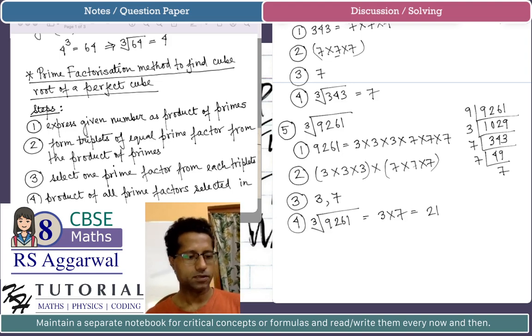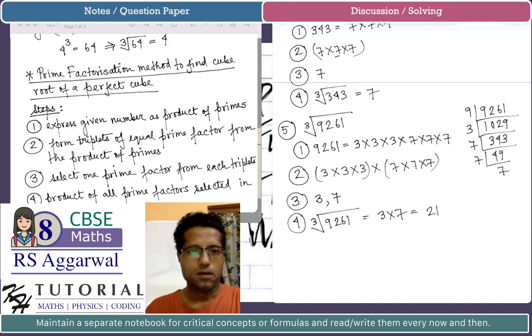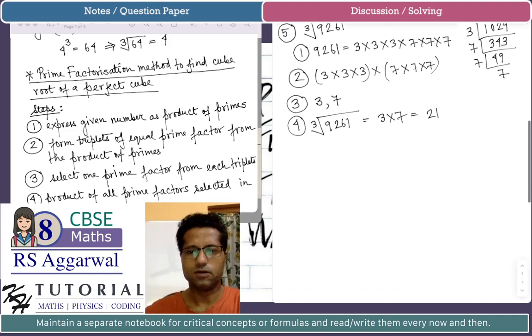Let me quickly check if I did it correctly or not. 21 cube is 9261. Okay. Let's do 8000. I think 8000 will be simple.